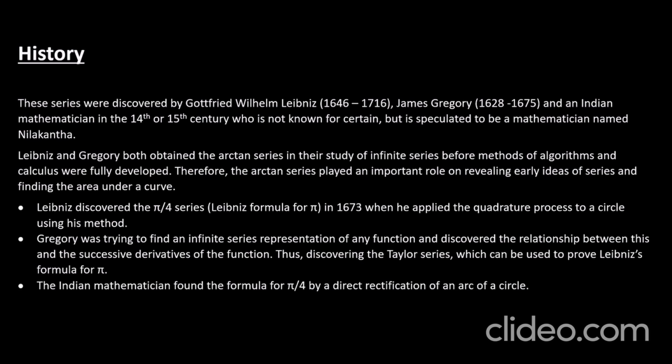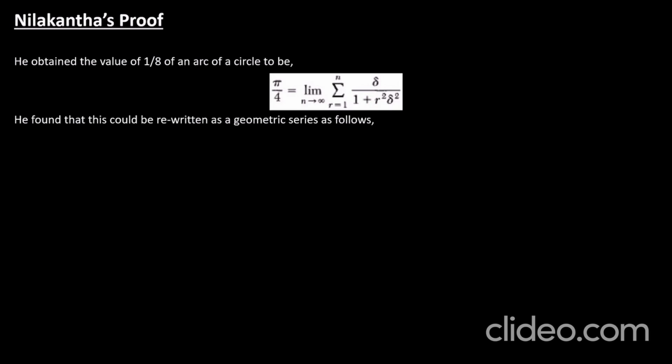Gregory was trying to find an infinite series representation of any function and discovered the relationship between this and the successive derivatives of the function, thus discovering the Taylor series, which can be used to prove Leibniz's formula. The Indian mathematician found the formula for pi on 4 by a direct rectification of an arc of a circle. Nilakantha's proof: he obtained the value of 1/8 of an arc of a circle, and he wrote it as a geometric series.